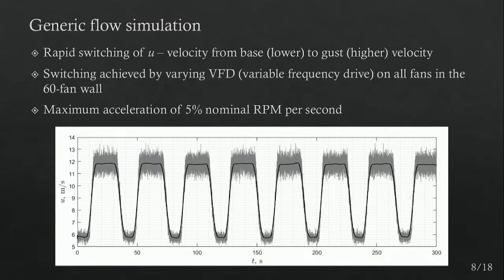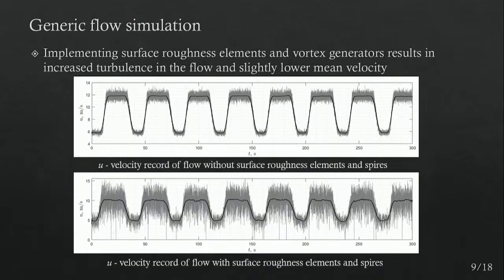So starting with the generic flow simulation, we picked two velocities, a base velocity, lower velocity, and then a gust velocity and higher velocity. And we simulate lower velocities and higher velocities for a certain time period, and we alternate between them by changing the RPMs of the fans. Now here we are limited by the acceleration of the fans, so we can only go 5% of nominal RPM per second, so this is basically what defines the slope. With this we are trying to reproduce the gustiness of Bora wind.